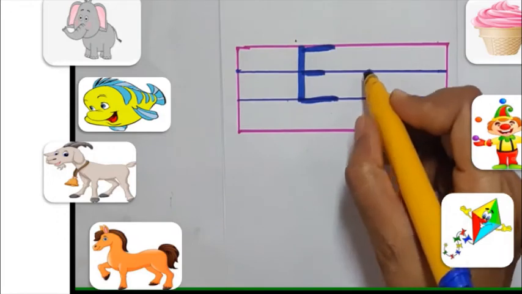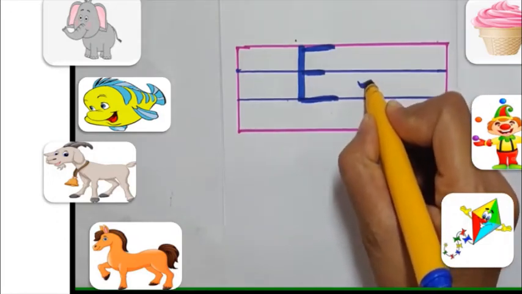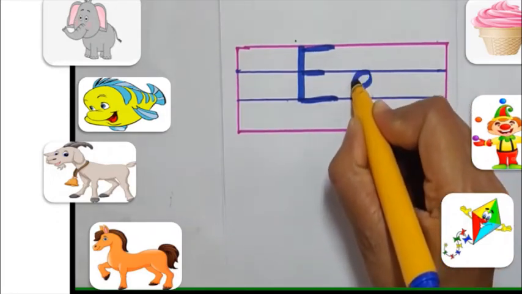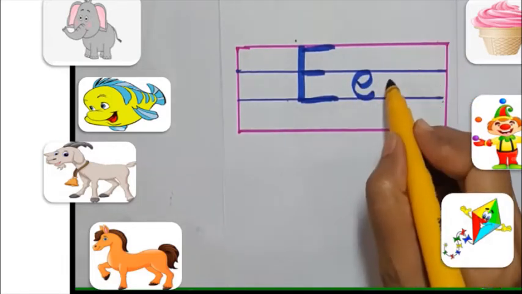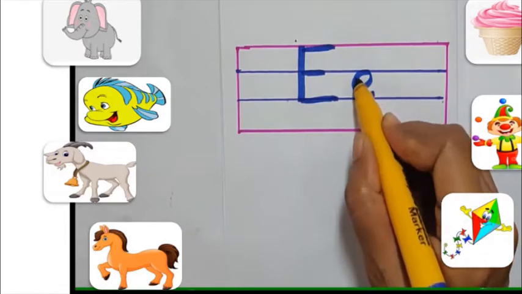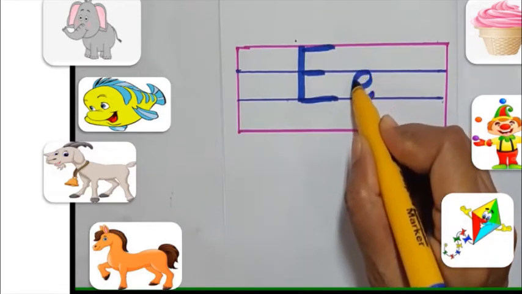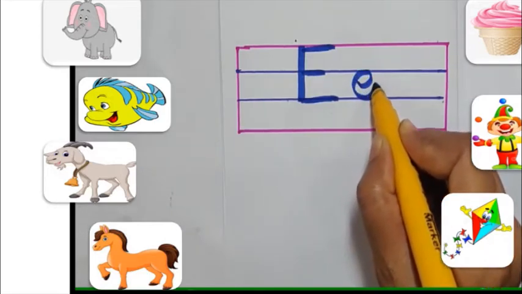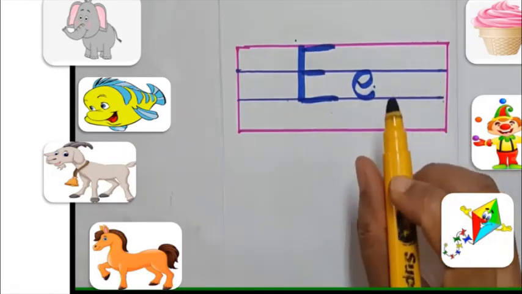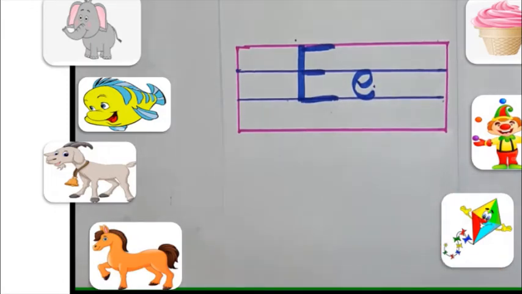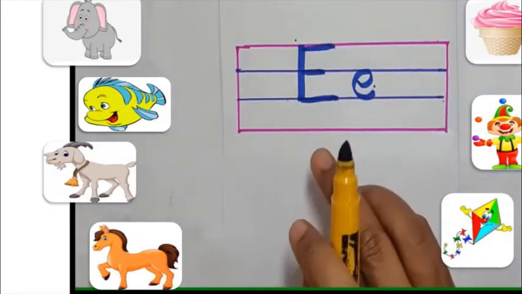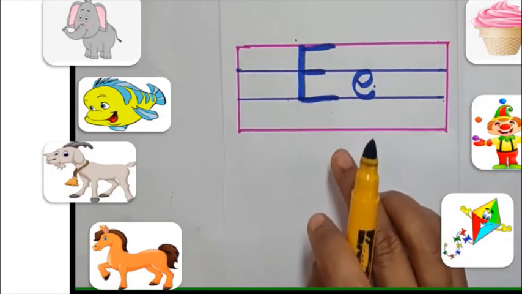Then in between two blue lines, small e. Start from the center of the mid of the line, then take the curve behind, continue to the mid of the blue lines, in between the blue lines, that is capital E, small e. What sound do they make? A. A. Elephant.